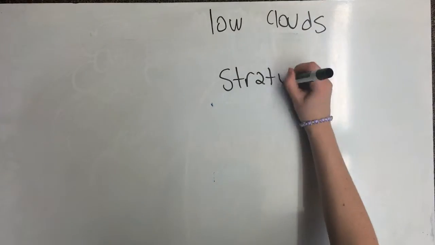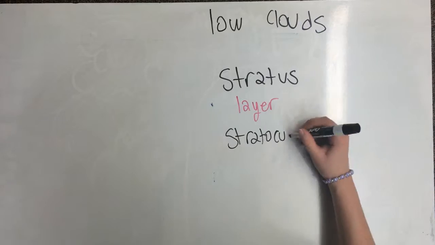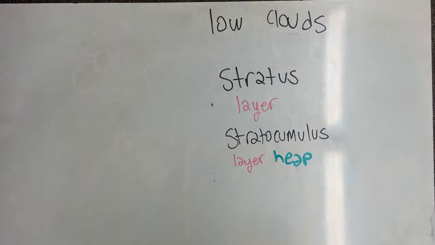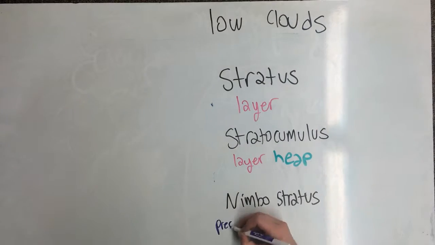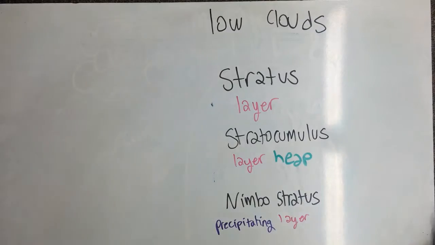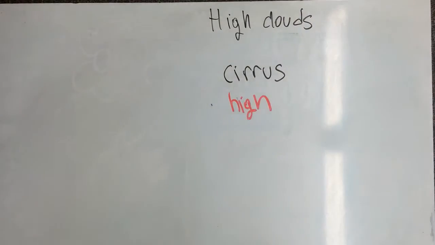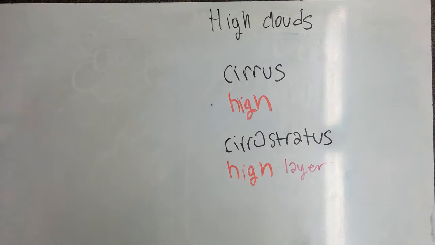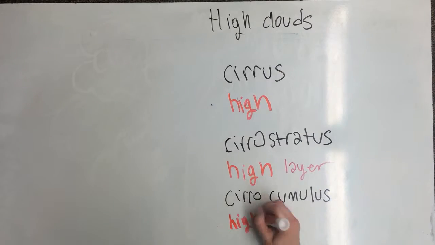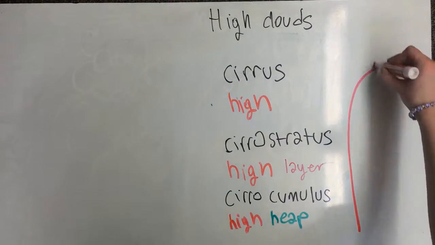The low clouds are stratus, which just means layer, stratocumulus, which means layer heap, and nimbostratus, which means precipitating layer. The high clouds are cirrus, which means high, cirrostratus, which means high layer, and cirrocumulus, which means high heap.